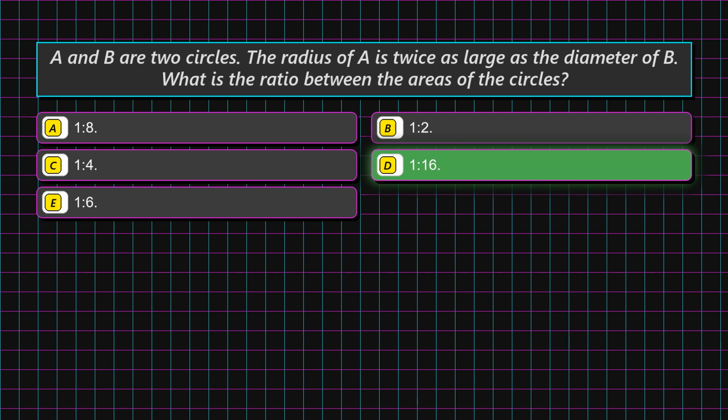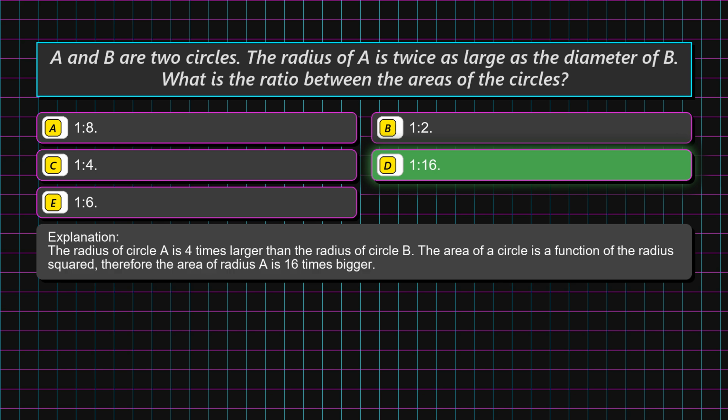The correct answer is option D, 1:16. The radius of circle A is 4 times larger than the radius of circle B. The area of a circle is a function of the radius squared, therefore the area of circle A is 16 times bigger.